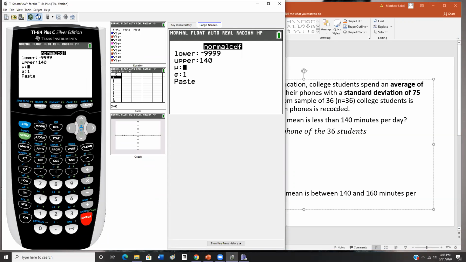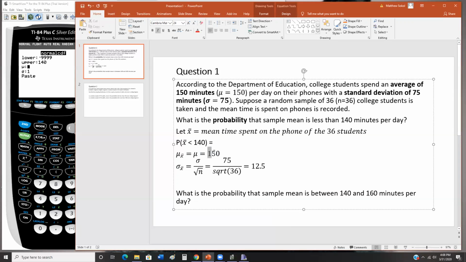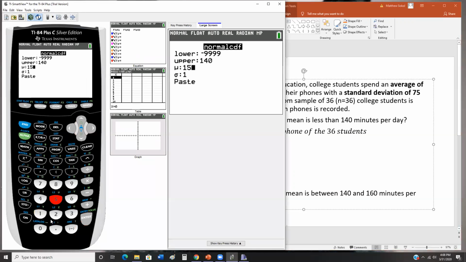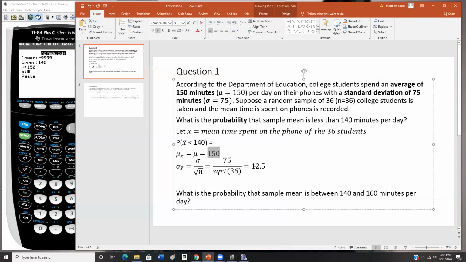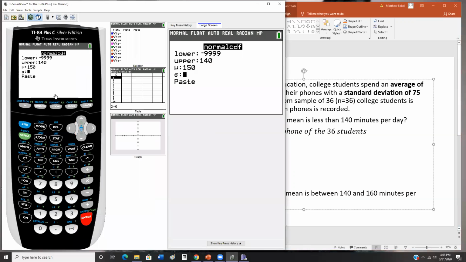And then my mean here is going to be this value here of 150, whatever the population mean was. And then my standard error here is going to be this value here, this 12.5. That's why I calculated it. So you're going to paste this in.